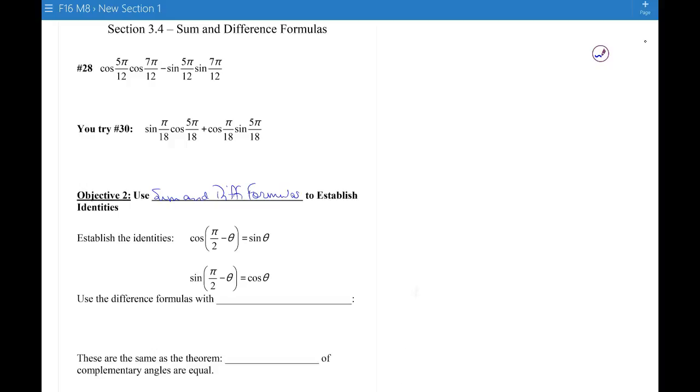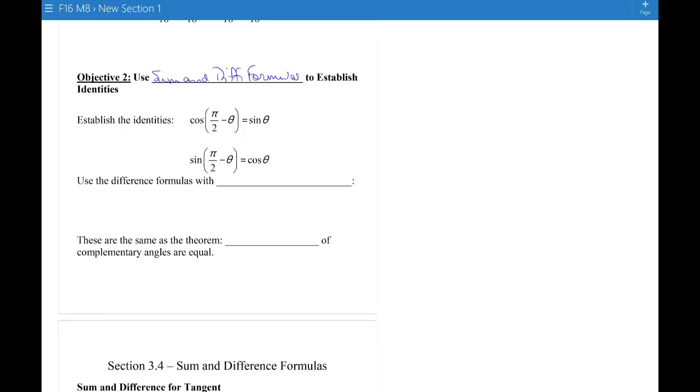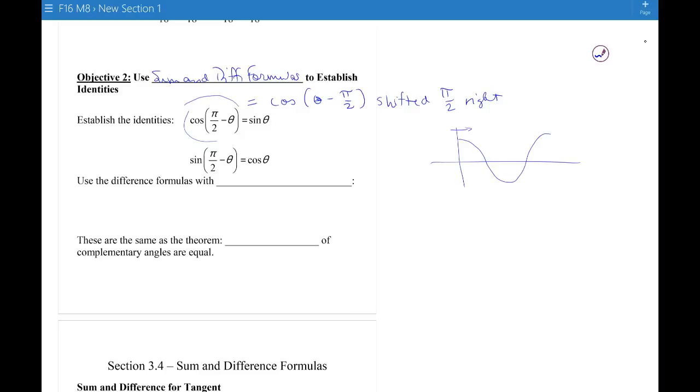to establish identities. So we already know from looking at the graphs that if we do the cosine of pi over 2 minus theta, cosine is even, so that's the same thing as the cosine of theta minus pi over 2, because that's the opposite of the argument. And we know that this means the graph has shifted pi over 2 to the right. Well, sure enough, we've noticed already that if I take the cosine graph and shift it pi over 2 to the right, then it looks exactly like the sine graph. So this is the algebraic way of saying the same thing.